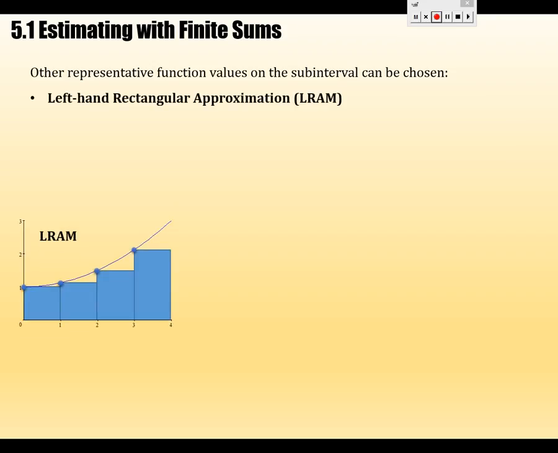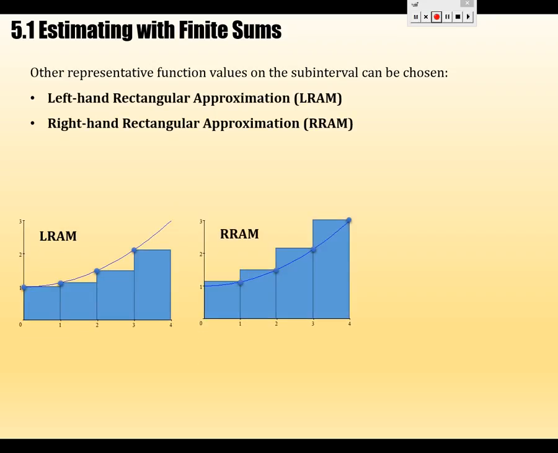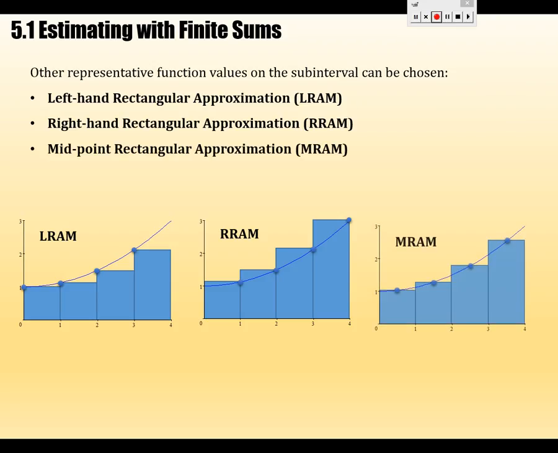Let's also mention some of the other things that can be done here too. With this particular function, we just did LRAM. RRAM looks like this. Notice, in fact, it's the same function values, except for the first rectangle, we're using the right-hand endpoint, and then we're finally using the endpoint here too. So we're using 1, 2, 3, and 4 this time, and plugging those into the function. That seems to provide what kind of estimate? An overestimate.